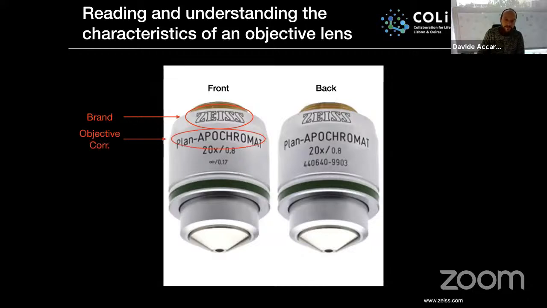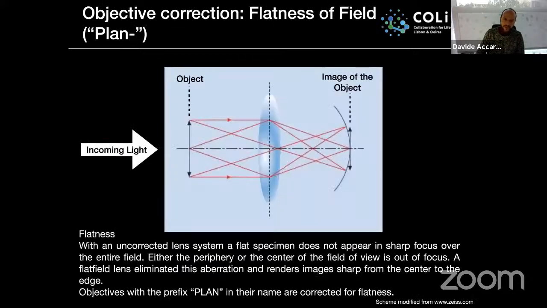And then, if we move to the second line, we read there plan apochromat. So this line refers to the objective correction. So let's check first of all what plan means. Plan refers to the flatness of the field of view. As explained in this cartoon here, on the left side you have the incoming light, and here we have our objective. A flat object, when imaged by a simple spherical lens, will produce an image that is not flat, but is actually projected on a curved surface. Okay, so it's a curved image.